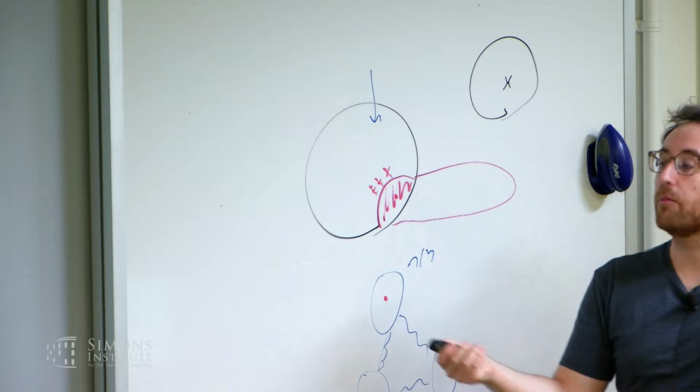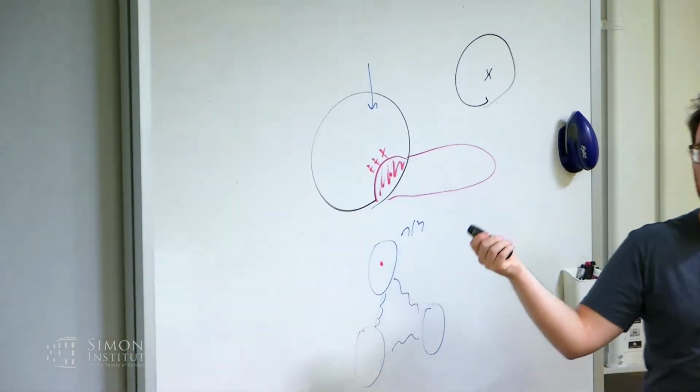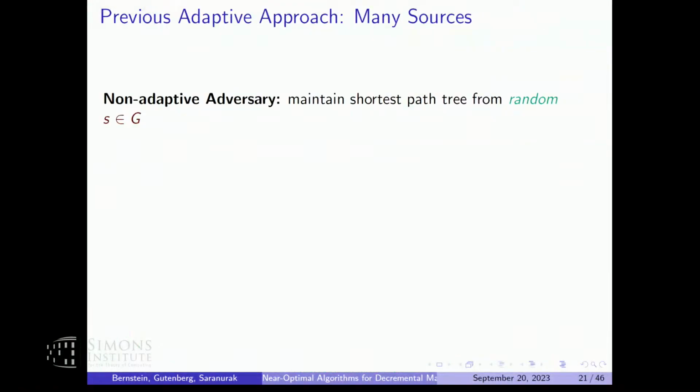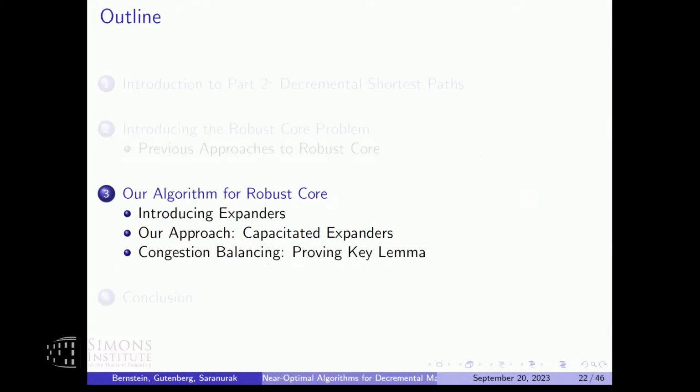Okay, we don't have a black box way to make this trick adaptive, but we can do it for this problem. So that's what we're going to do. Okay, so I'm going to skip this part. Okay, so here's how we solve this problem.